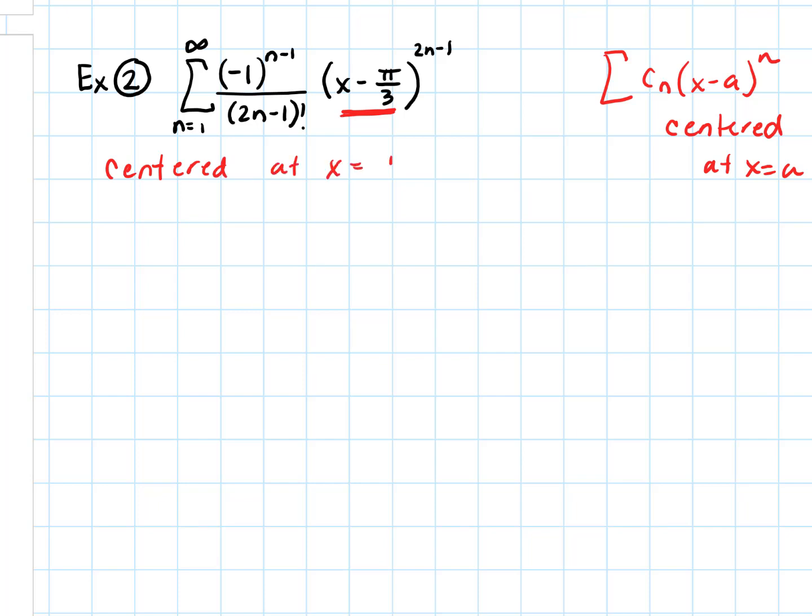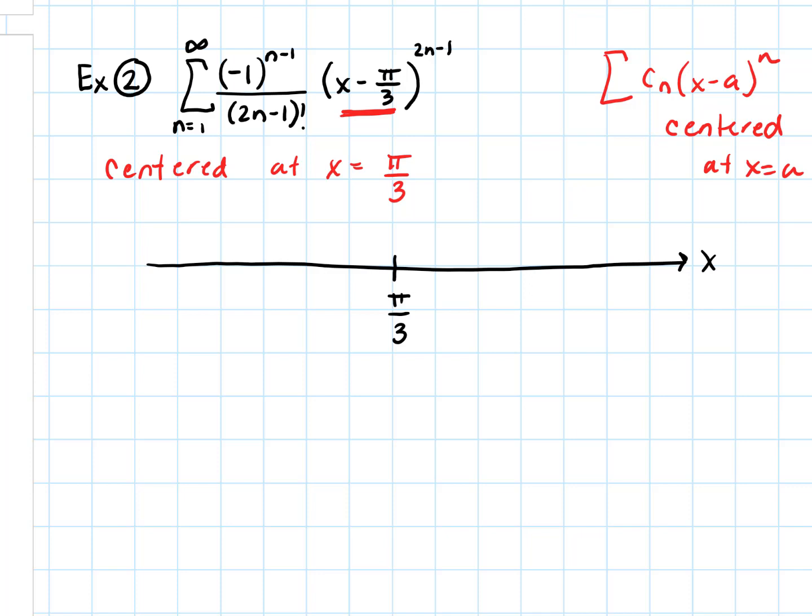So this particular series we would say is centered at x equals pi over 3. A way to think of that, like we did on the last one when we drew the x-axis, is to think of pi over 3 on a number line for x, and we could say, okay, so this is a polynomial that is centered at x equals pi over 3.